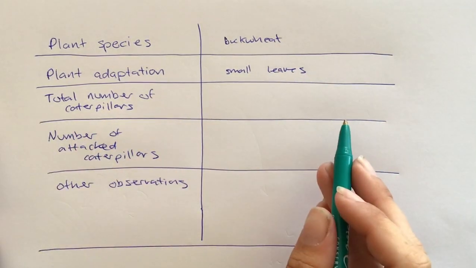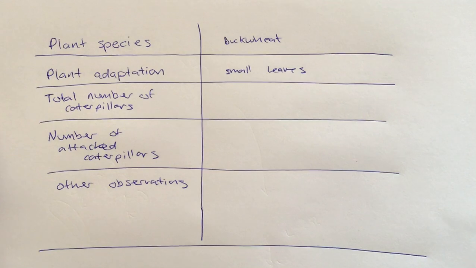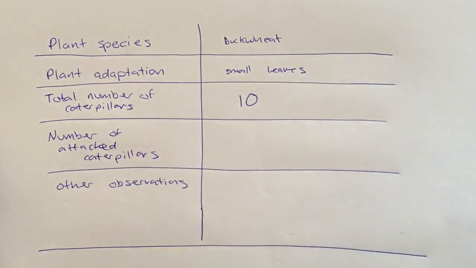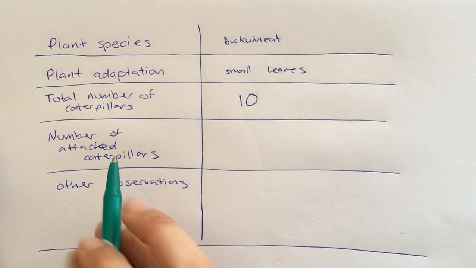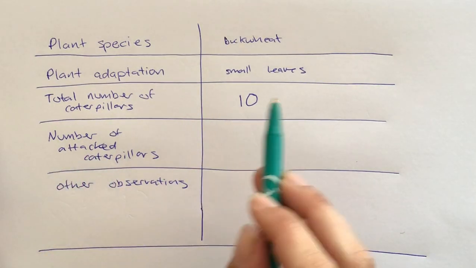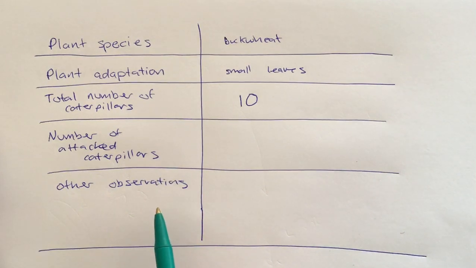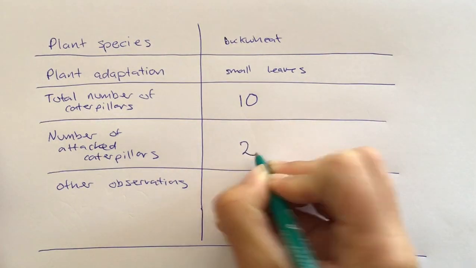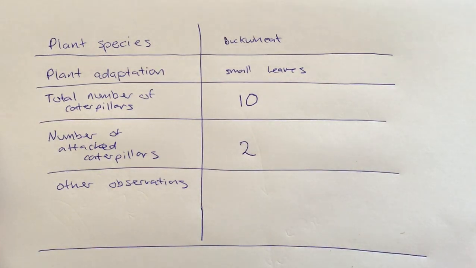Total number of caterpillars is the number of those clay caterpillars you created last week to place on your buckwheat plants. I placed 10 in total on my buckwheat, but you don't want to record this until you've counted up all the caterpillars on the plant to make sure you got them all. Here's where I'll write the number of those 10 caterpillars that have attack marks. So whatever number that is, let's say there were 2 attacked on my buckwheat plants, I would write 2.